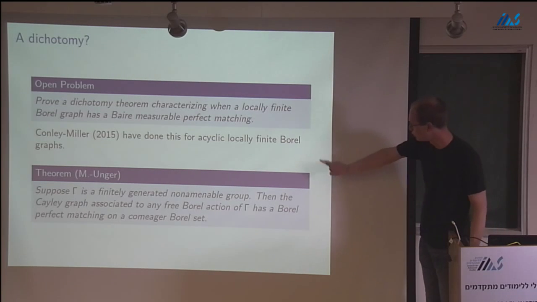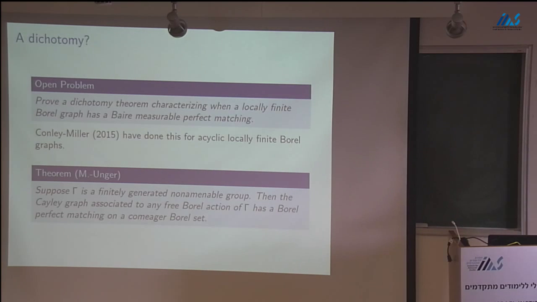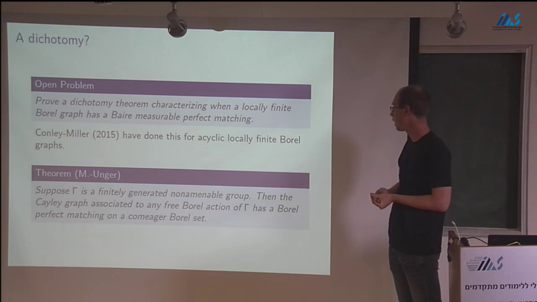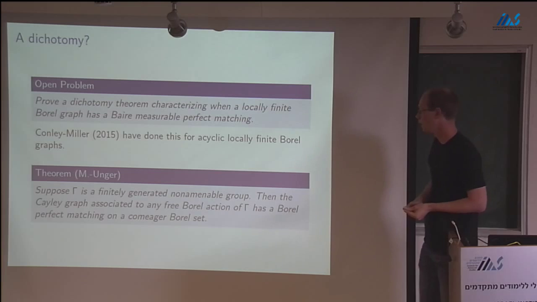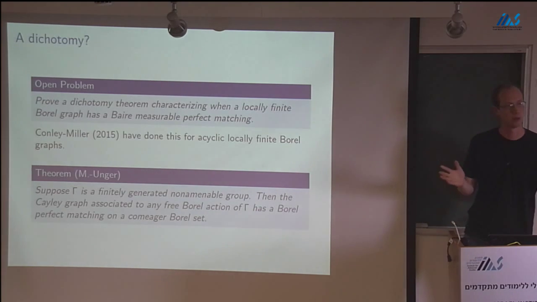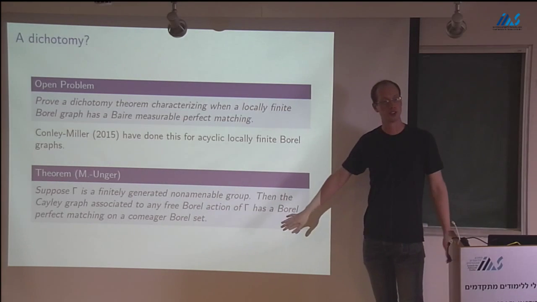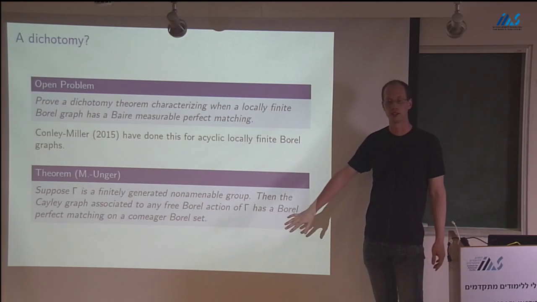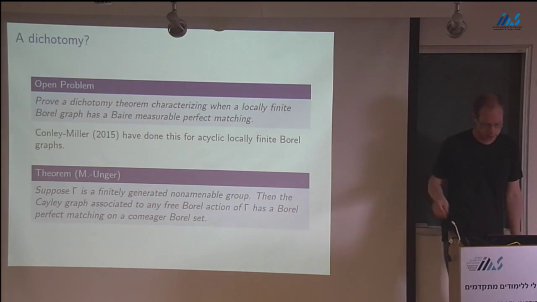this is still maybe not quite fully written, but we're quite confident that if you have a graph generated from a free action of an arbitrary non-amenable group, then you find a perfect matching of the associated graph on some comeager Borel set. So if you want the dichotomy, it suffices, we hope, just to consider the amenable actions, if the graphs that you want to consider are nice in this sense.